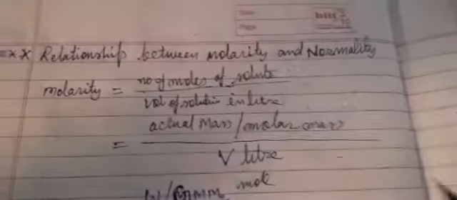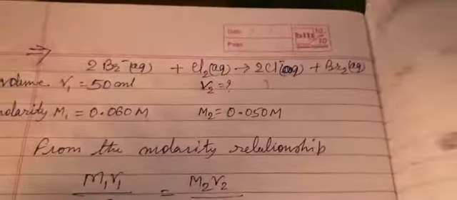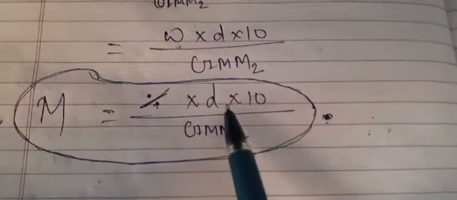Now I will discuss the third relationship, the relationship between molarity and normality. We have discussed the relationship between molarity, density and percentage composition, and also the relationship between normality, percentage composition and density.